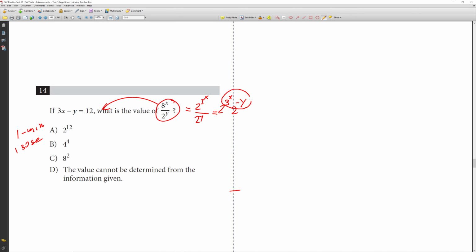If you notice, this kind of looks like that, doesn't it? That means you could substitute in 12 into here. This then is equal to 2 to the 12. The answer is A. Just like that.